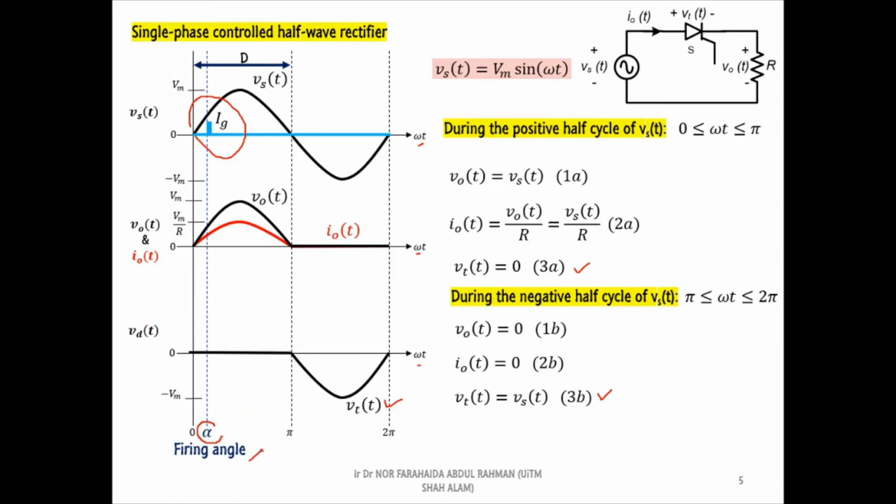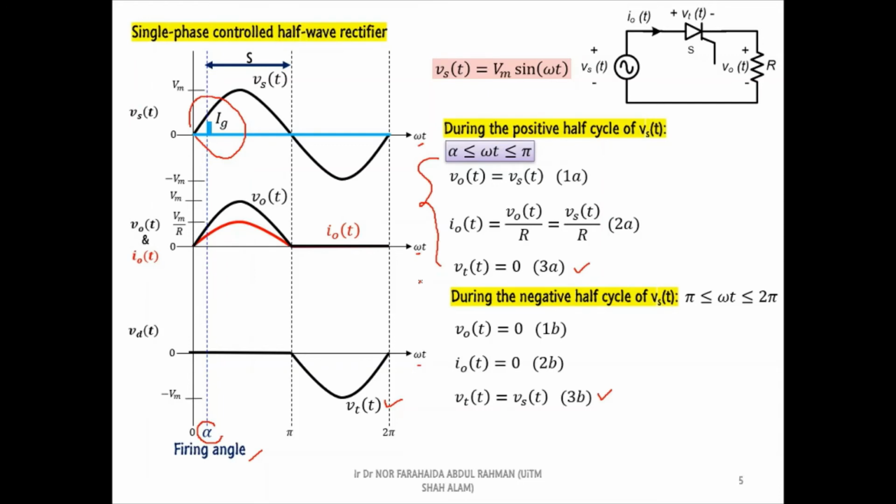Based on the angle value, we need to adjust the conduction range as follows. As a result, the conduction range of the thyristor is shorter than the diode in the uncontrolled rectifier, and subsequently, it reduces the conduction angle of the thyristor. Furthermore, due to the new conduction range, these equations are only valid when omega t is between alpha and pi.